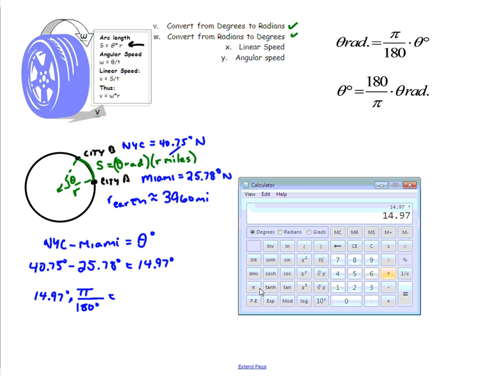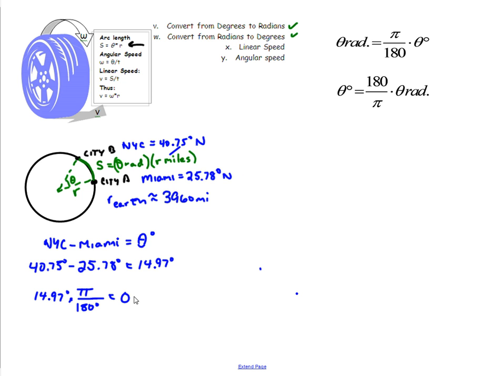14.97 would be multiplied by pi, and then divided by 180, and I get approximately 0.26 radians. So we'll use that number, 0.26 radians. Now we use this measure to get our arc length, which is our distance along the edge of the Earth between these two cities.